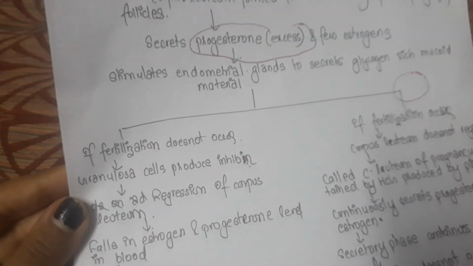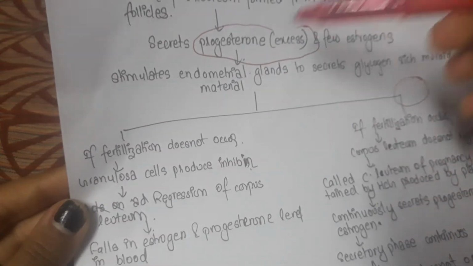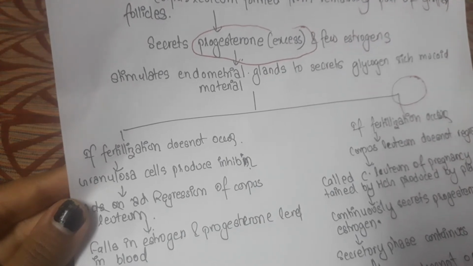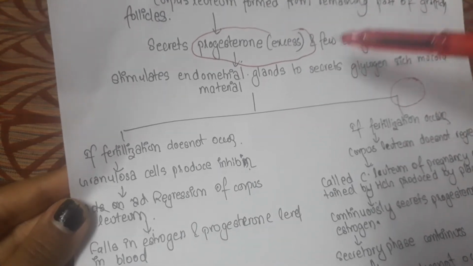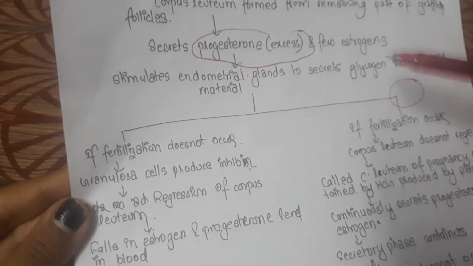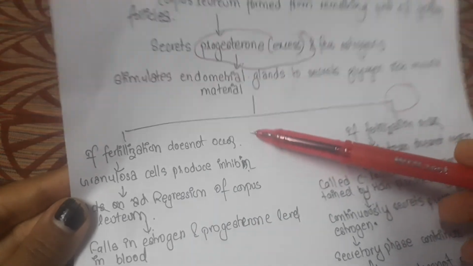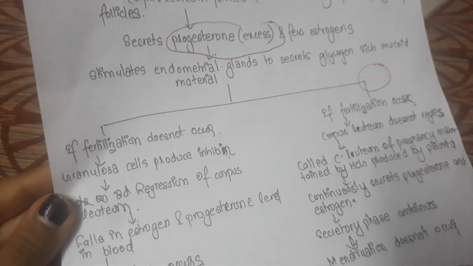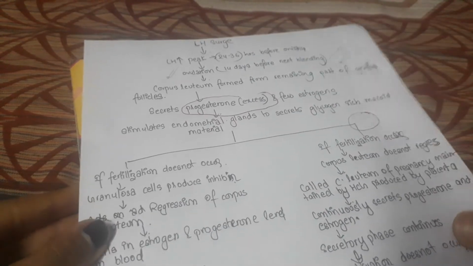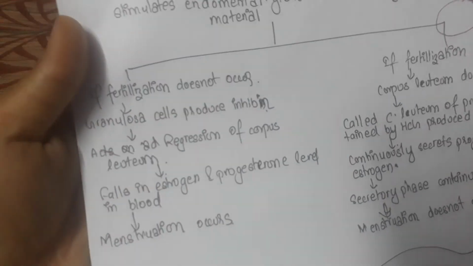Now there are two cases. Progesterone is ready, everything is ready, the endometrium is ready. Now the thing is about that ovulated ovum. What happens if fertilization occurs, or if fertilization does not occur? For this, I can show you here.